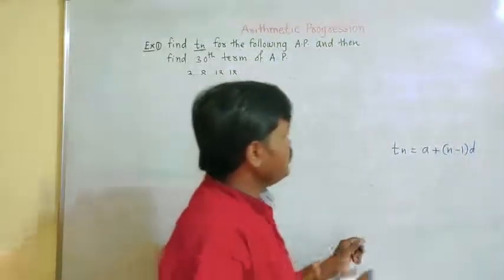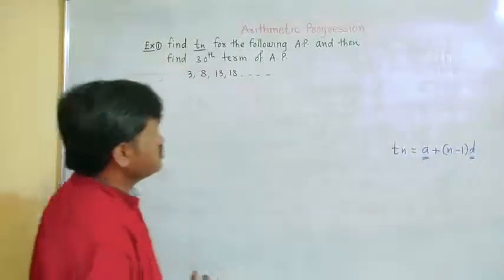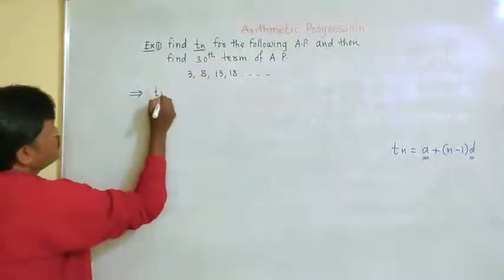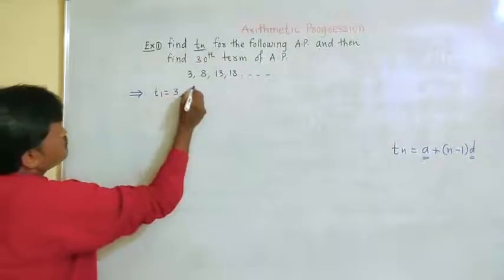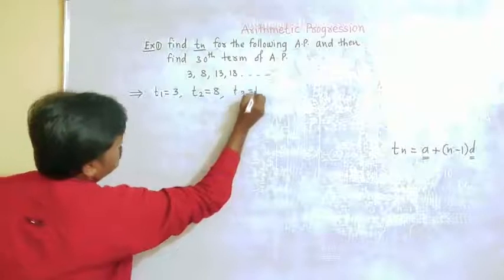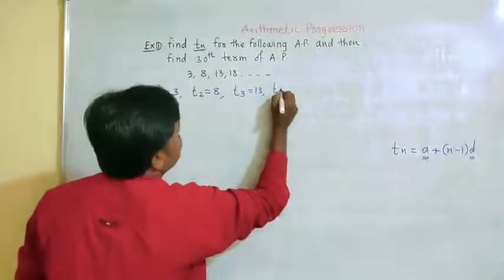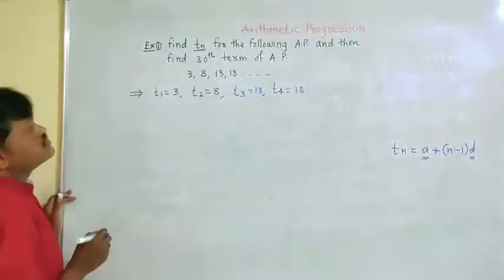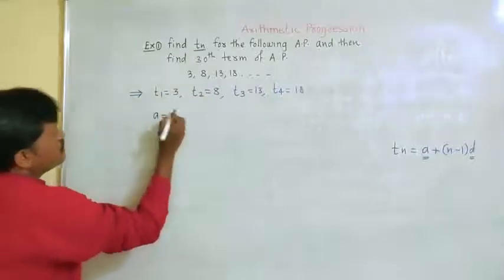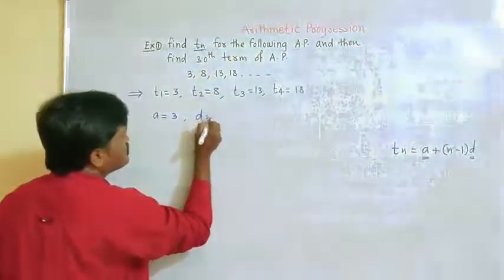So for this Tn we want first term A and common difference D. For that we write T1 is equal to 3, T2 is equal to 8, T3 is equal to 13, and T4 is equal to 18. So first we write A is equal to first term, that is 3, and we calculate the common difference D.